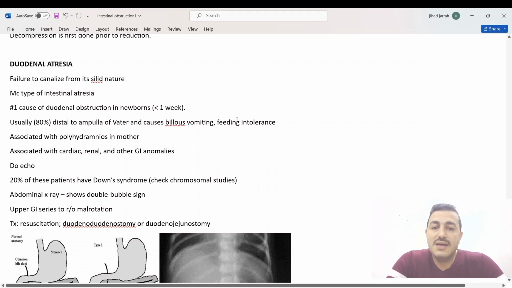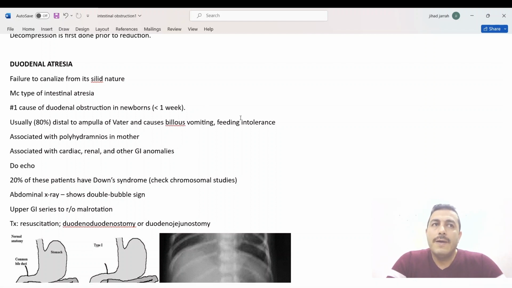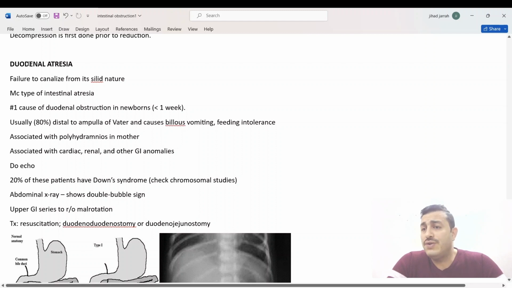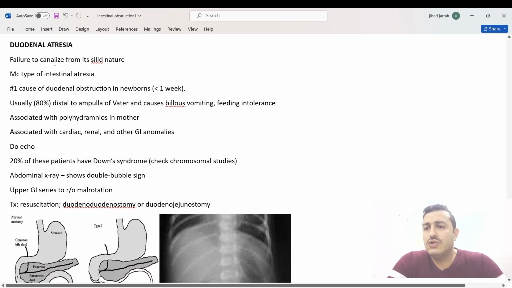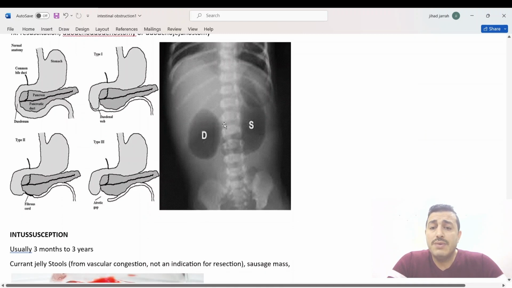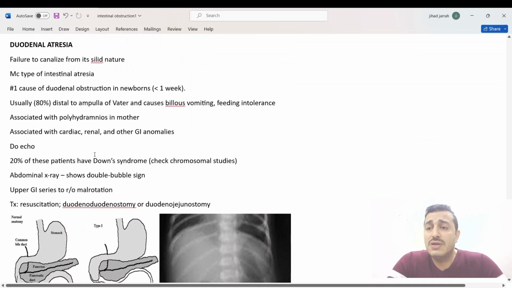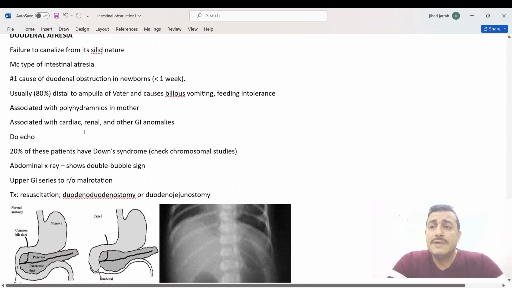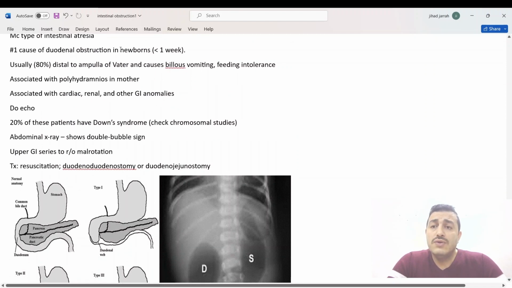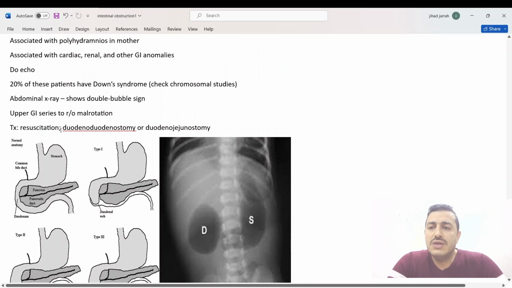The next entities are discussed and explained well in the pediatric surgery lecture in this series, so you can refer to that lecture. But they are a recognized cause of intestinal obstruction. Of these are the duodenal atresia in the pediatric age group, where you can remember the double bubble sign and the classification. We are not going to focus on these. They are the most common cause of duodenal obstruction below 1 month. Malrotation is above 1 month. The treatment is duodenostomy or duodenojejunostomy.